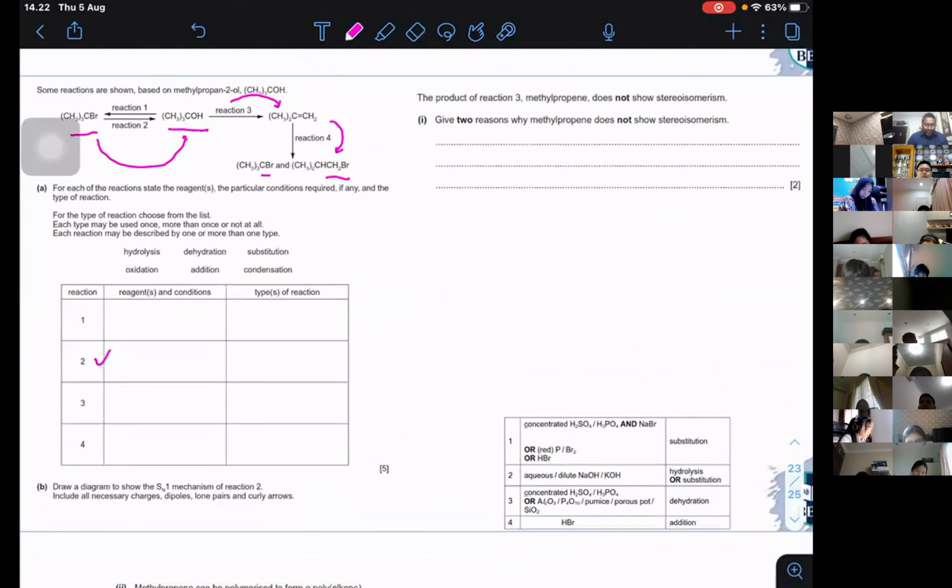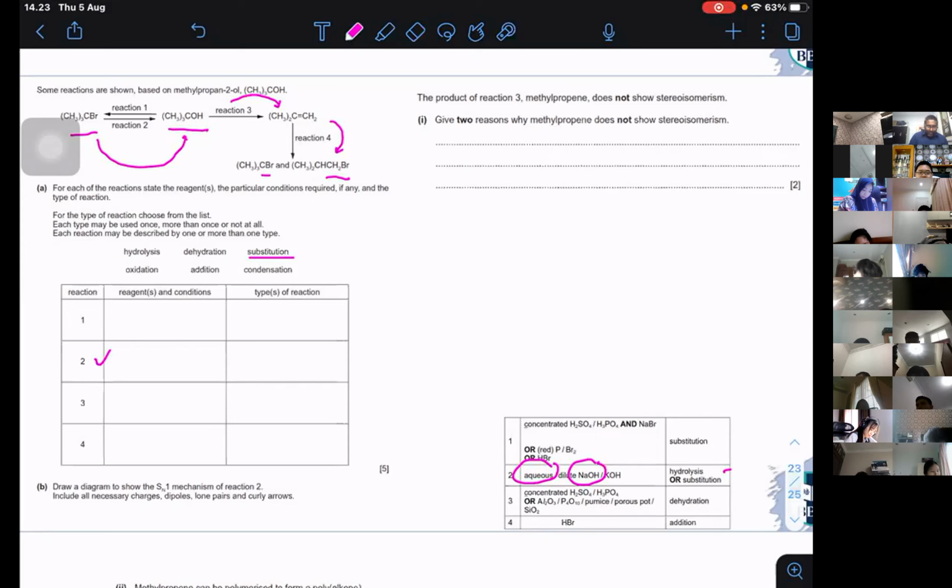What is reaction 2? Reaction 2, when you have halogenoalkane changing into alcohol, you are going to use aqueous potassium hydroxide if you want, but in your syllabus, in your textbook, NaOH, you put over there. And the type of reaction, what type of reaction? This one is going to be nucleophilic substitution. They do accept hydrolysis, but I will suggest to use substitution.